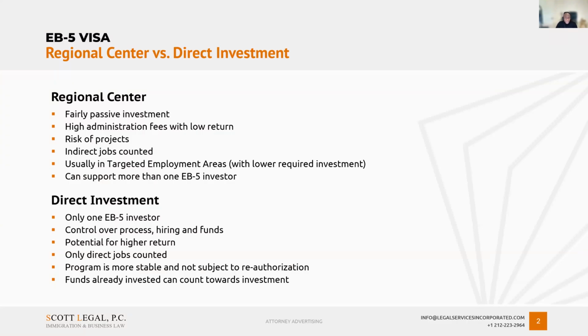So the first thing I wanted to talk about is the difference between a regional center and direct investment. Let's just use an example. The regional center might be a situation where, let's say, a hotel chain wants to raise capital because they want to build a hotel and they utilize the EB-5 program to do that. So an individual will invest money with that hotel chain and the hotel will use it to build the hotel, to hire employees, et cetera.